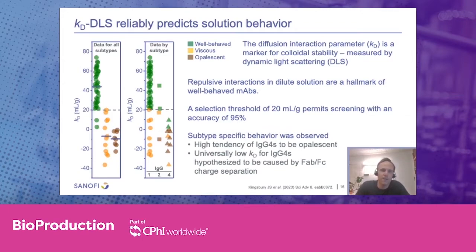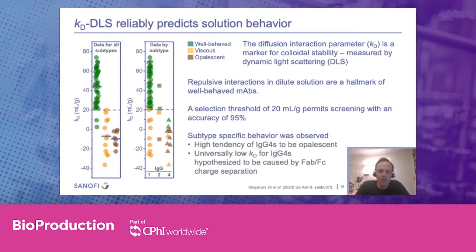So one last interesting point is that if you parse the data by subtype, as shown on the right, it's clear that IgG1s on the left-hand side and IgG2s in the middle are kind of distributed around that threshold. IgG4s, on the other hand, have two peculiar traits. So first is that they have a very high tendency to be opalescent under these conditions, so we see most of the brown color associated with the IgG4s.